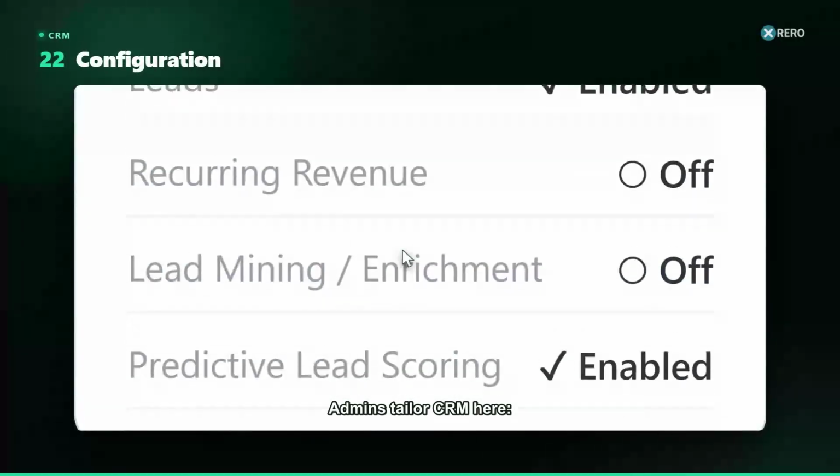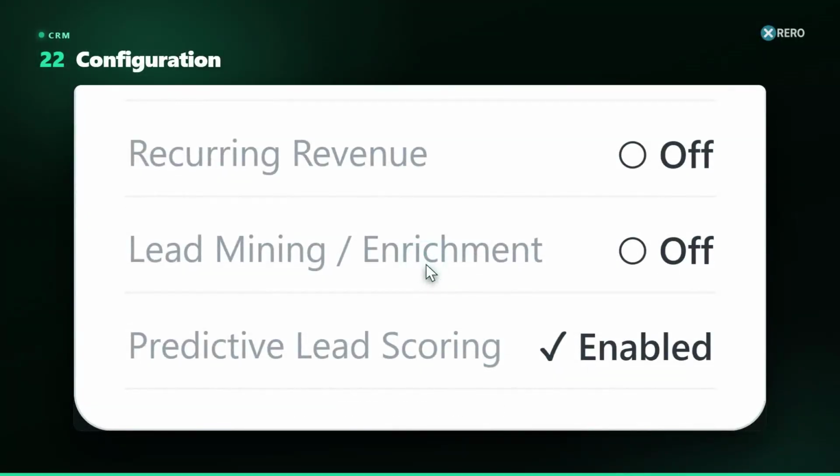Admins tailor CRM here. Rename or add stages. Set up sales teams and members. Define tags and lost reasons, and enable optional features like leads and recurring revenue.